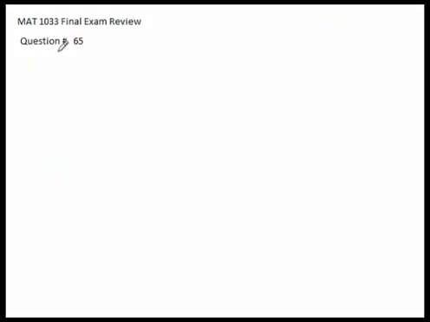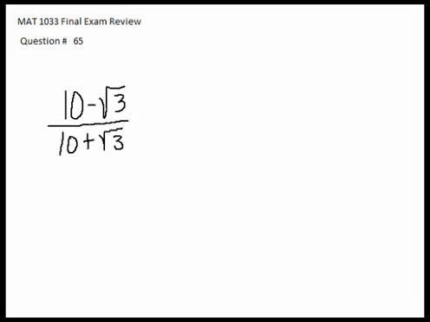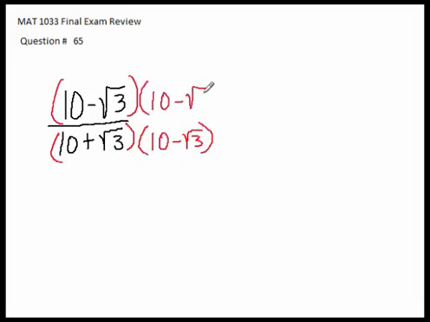MAT1033 Final Exam Review Question 65. We are to rationalize the denominator. We have 10 minus the square root of 3 over 10 plus the square root of 3. Multiplying top and bottom by the conjugate of the denominator, that's 10 minus square root of 3. Just happens to match the top, doesn't it? But remember, it's the bottom that we want to use the conjugate of.